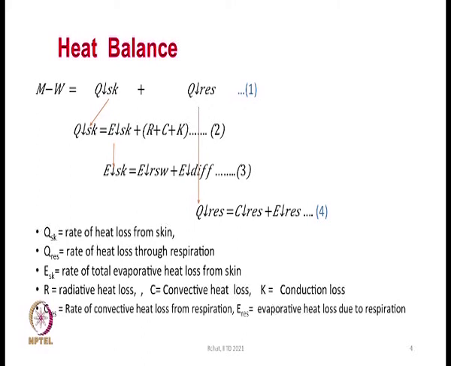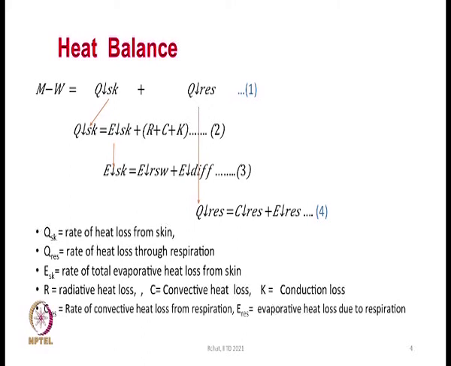What is R? R stands for radiative heat loss. Through radiation we continuously lose some heat. C is the convective heat loss, because air is taking away part of the heat from our body as it blows over the skin, and the third one is K. K is the conduction loss. Air is a poor conductor, we all know, but still there is some conductivity and some heat will be lost because of conduction, even though it is very, very low. CRES is the rate of convective heat loss from respiration, and ERES is evaporative heat loss due to respiration.